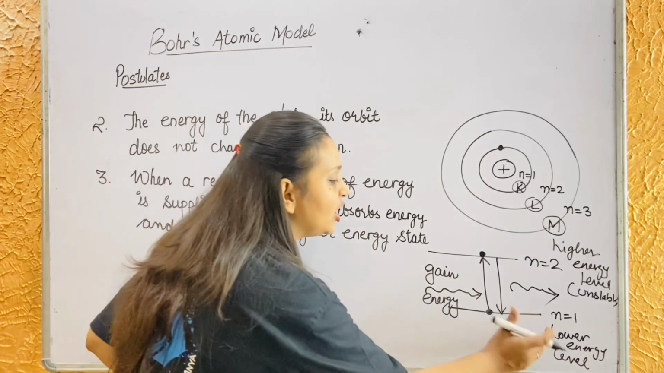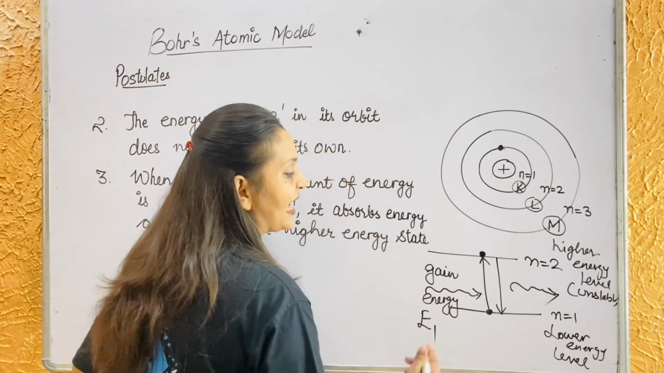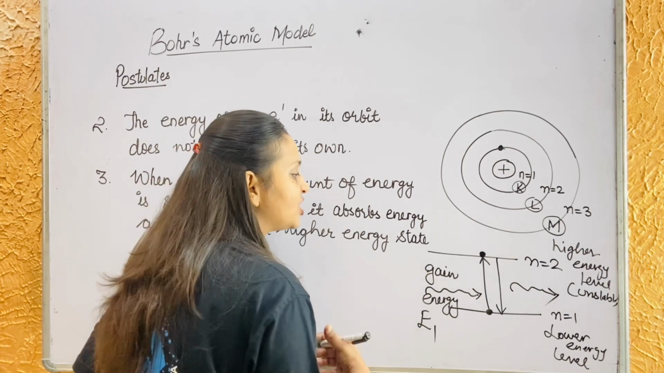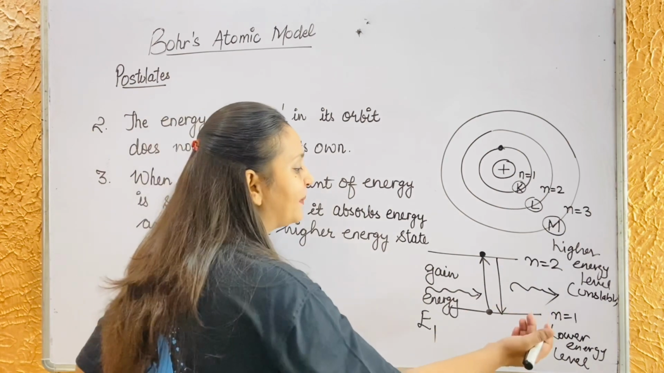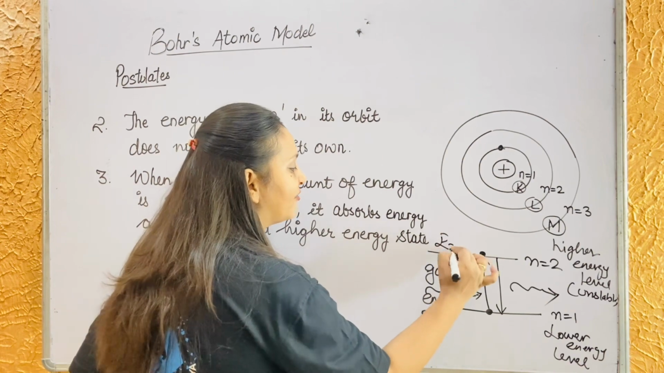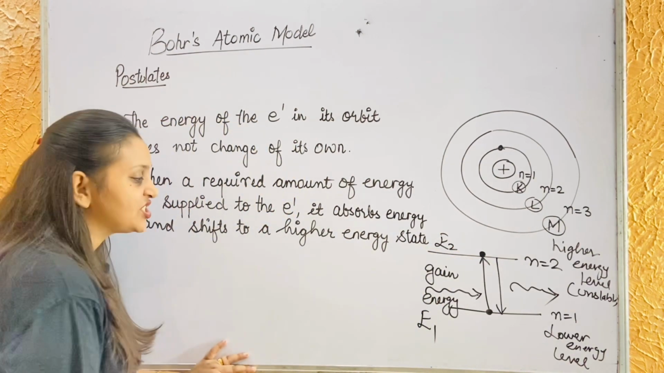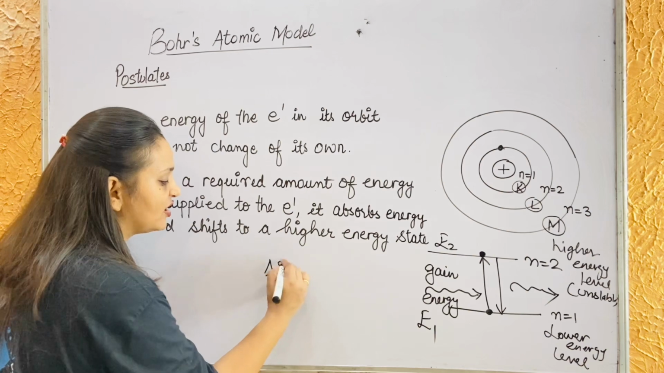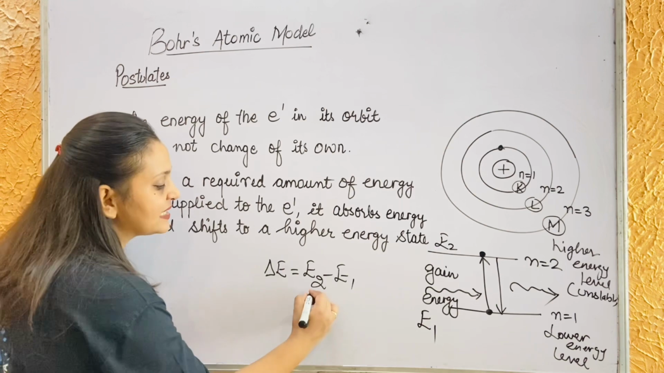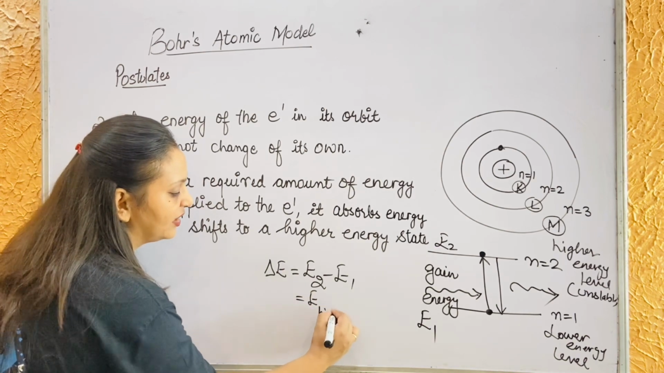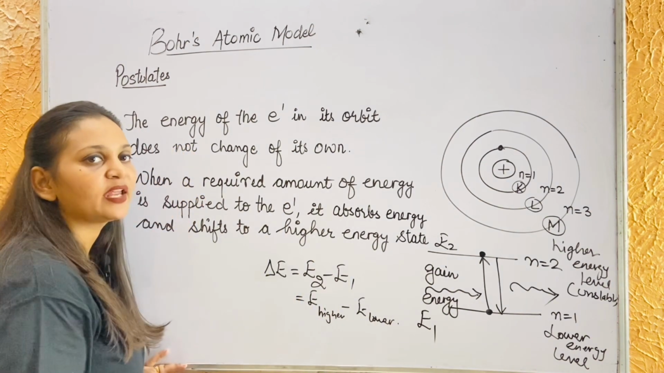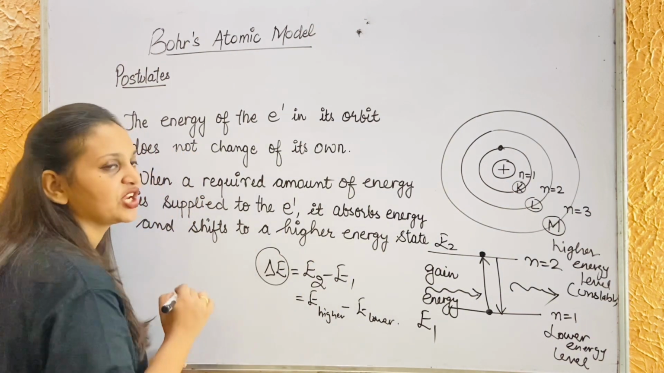If the energy of the lower energy level is E1, and the energy it absorbed from the outside has made its energy E2, then it will be shifted from the lower energy level E1 to the higher energy level E2. So the change in energy can be represented as E2 minus E1, that is, the energy of the higher energy state minus the energy of the lower energy state.